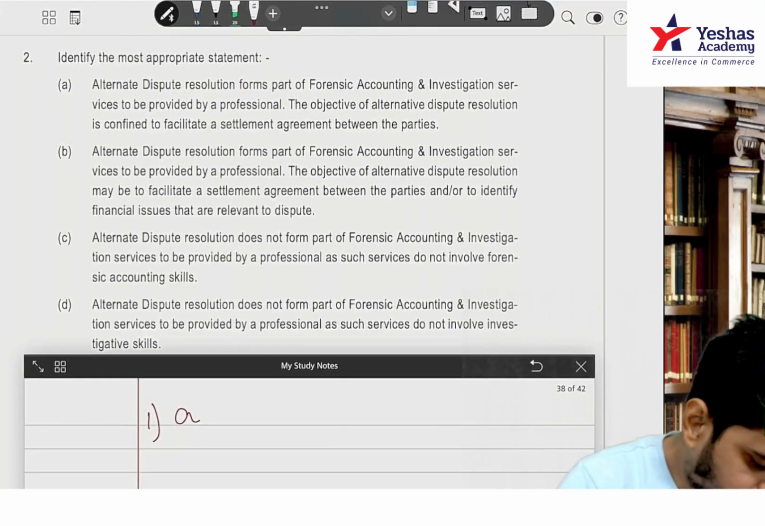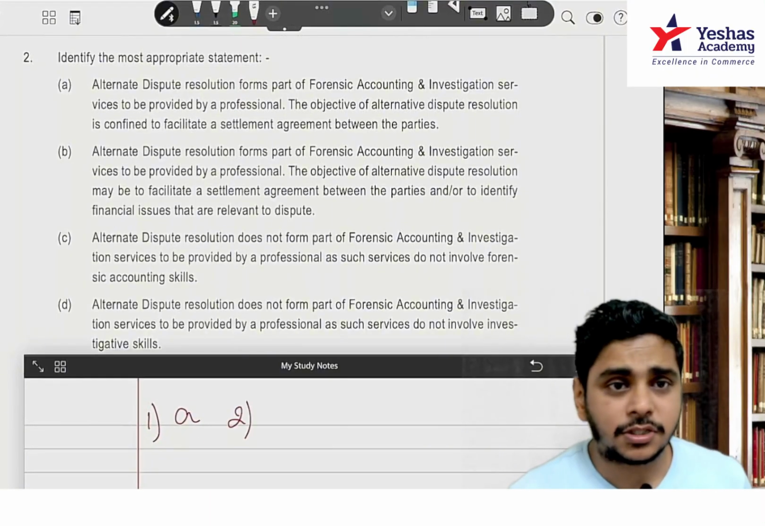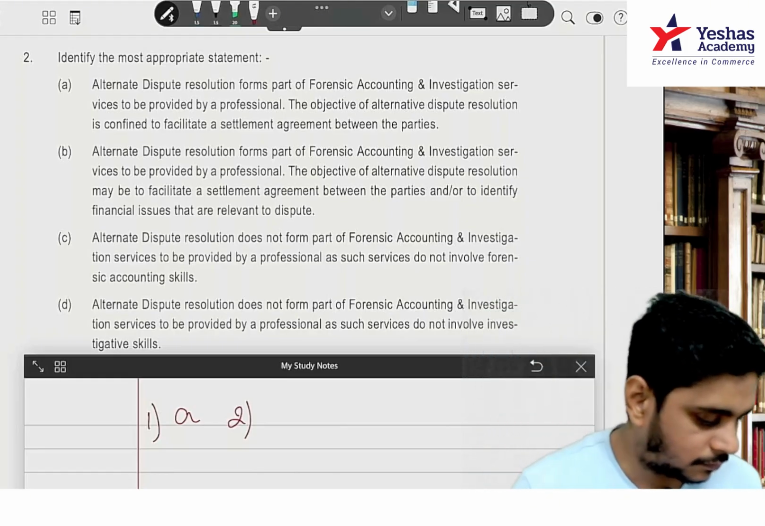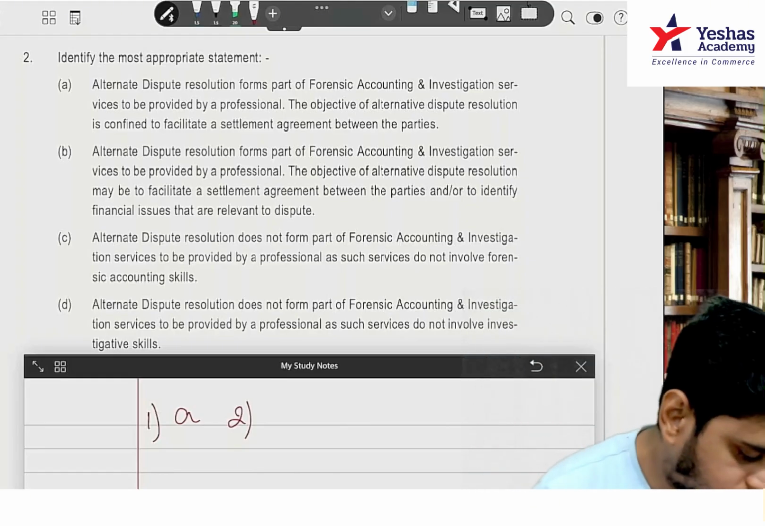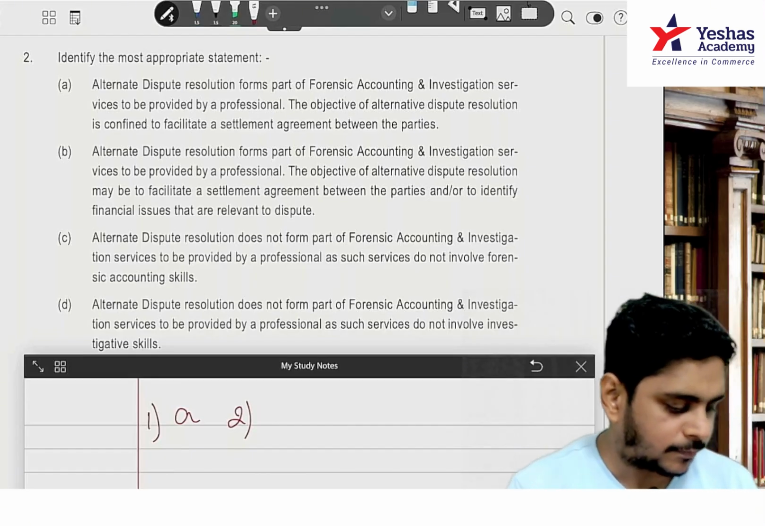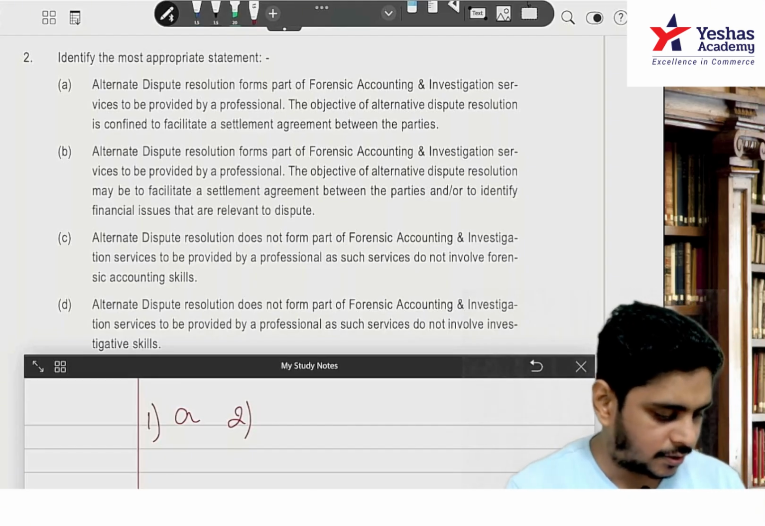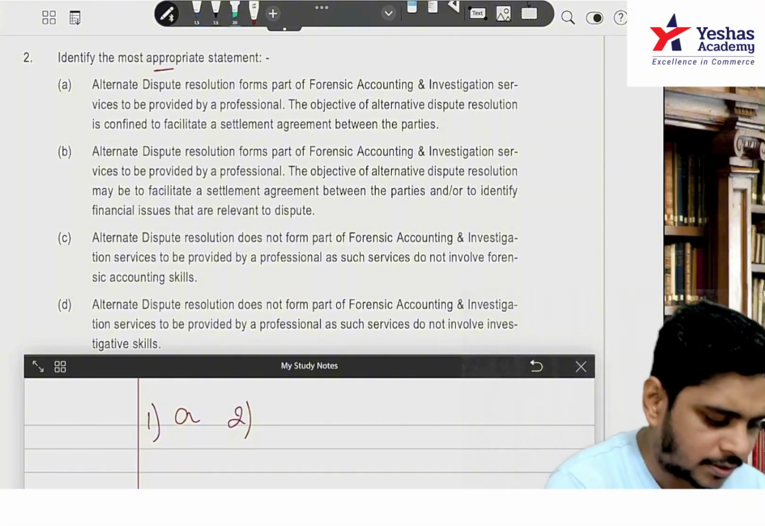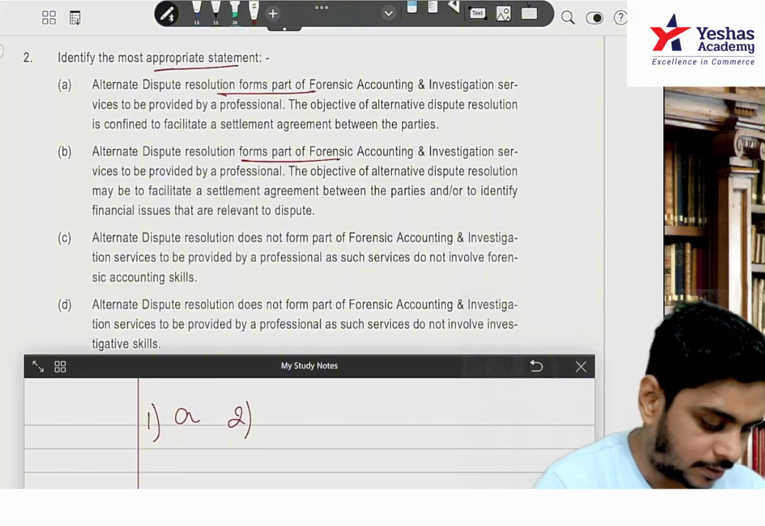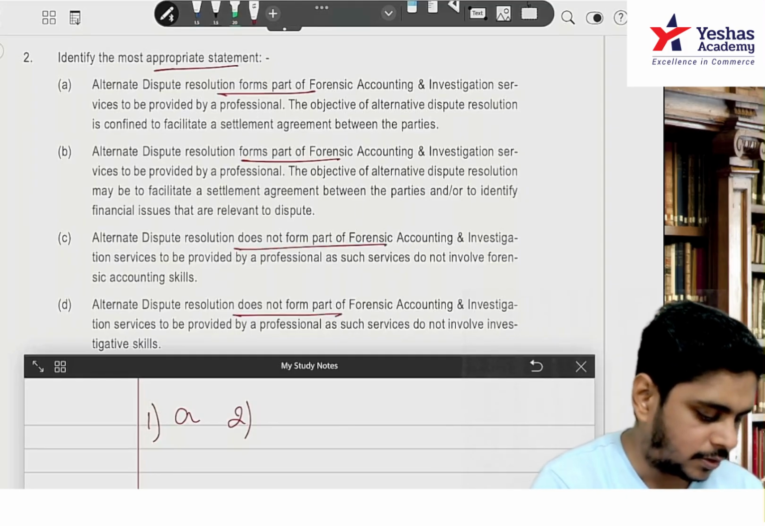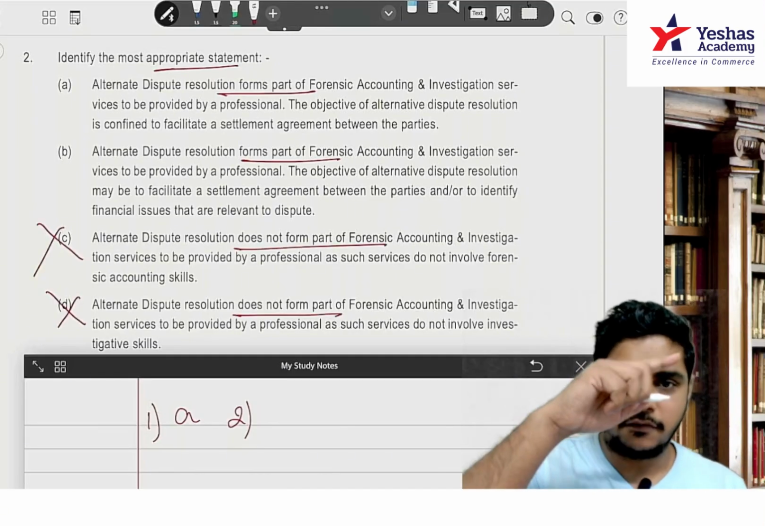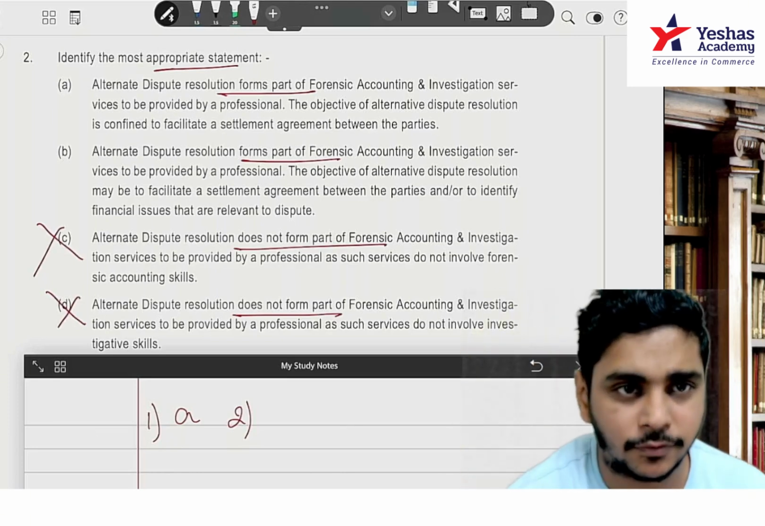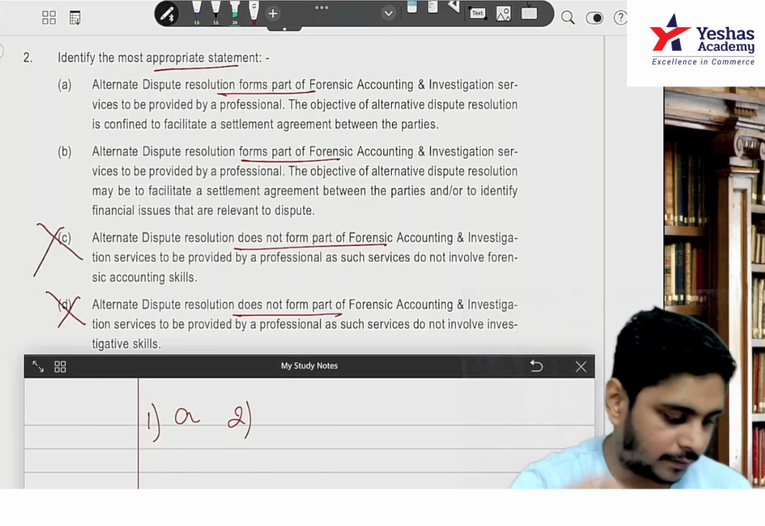Question 2: Identify the most appropriate statement. Alternative dispute resolution forms part of forensic investigation. Appropriate means correct. It does not form part, so this is wrong. We have done this in litigation, alternative dispute resolution was there. So you have to choose between A and B.